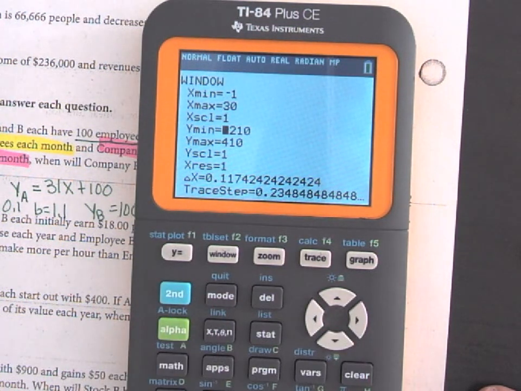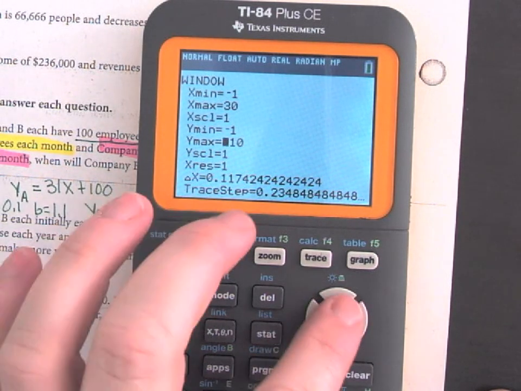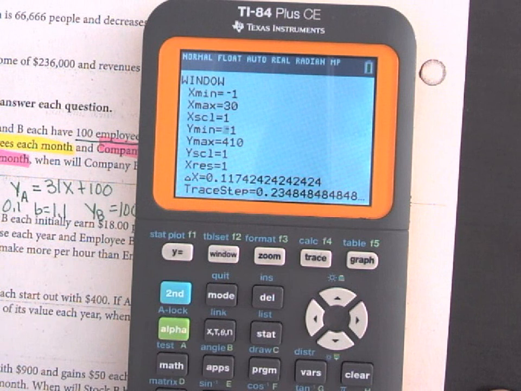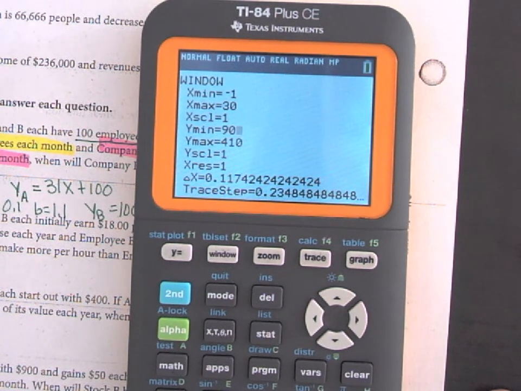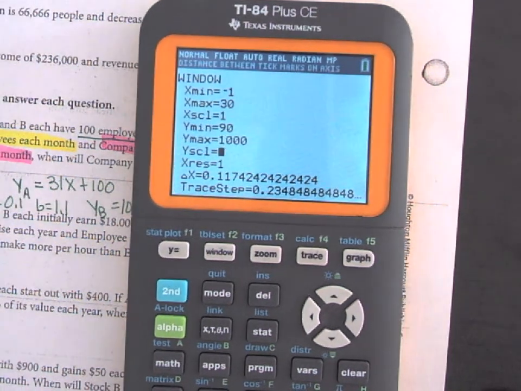For my y min, again, I'm just going to put in -1 just so I can kind of see. And then my y max, I know I'm already starting at 100. So actually, I can even change this and have my y min be like 90. I'll still see that intersection of 100 for both of these, right? They both have the same intersection. And I don't really need to see what happens below that because it doesn't impact my data. For my y max, I want it to be higher than what I had seen before. So I'm just going to put in 1,000 and just see what happens.